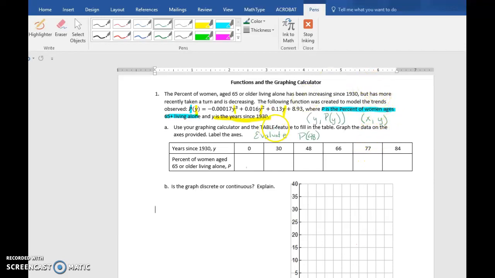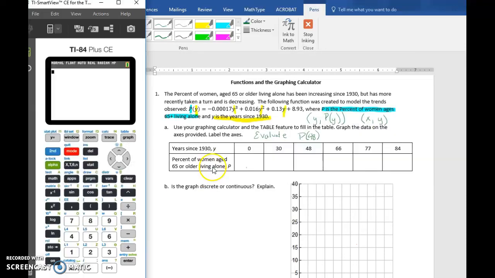So the first thing we want to do is use the table feature, and so we want to put this information into our calculator. Make sure that you have your calculator notes that are in the student packet available and handy, so you can follow along that way as well.